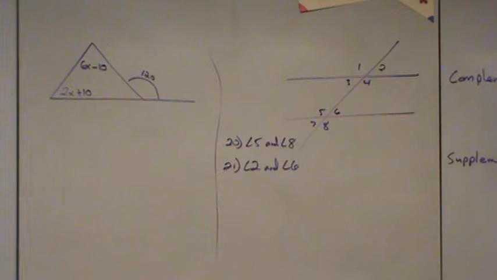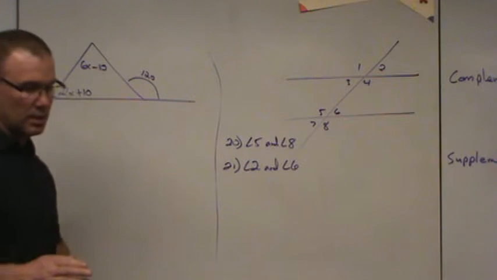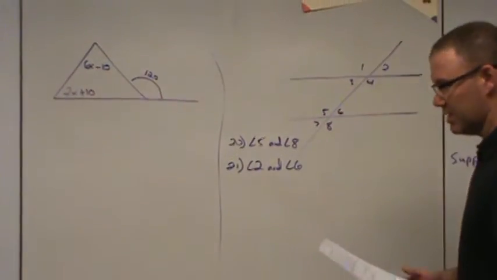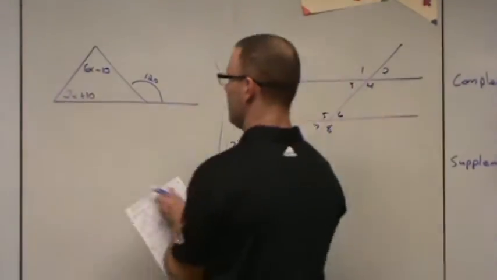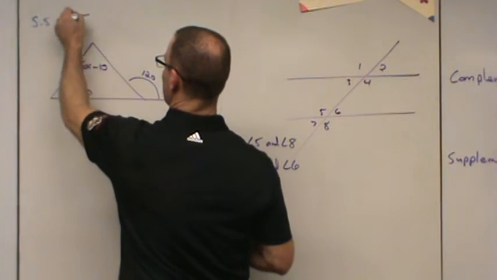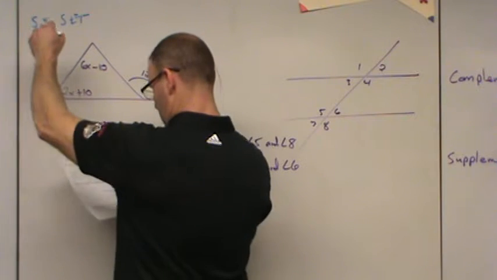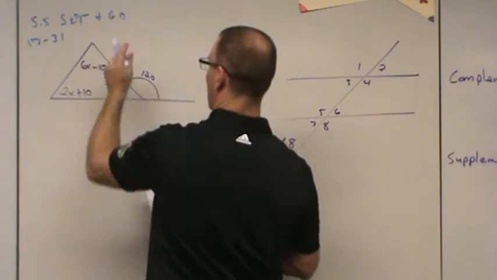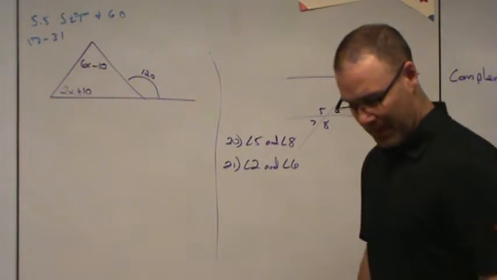All right, round two. This video is happening on a Tuesday, but y'all won't see it until Wednesday. This is just a recap of what we're going to do. This is 17. Okay, this is the 5.5 set, and this is 17 through 31, the set and the go. All right, this is what we're going to work on in class today.